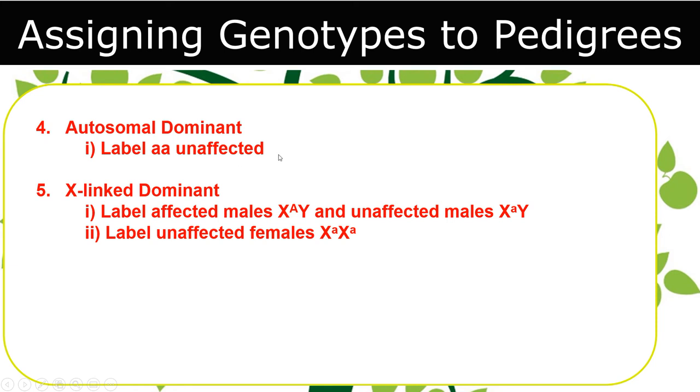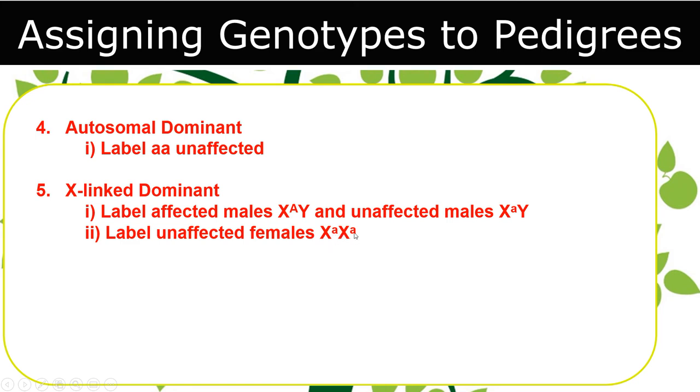So for the autosomal dominant, again, if that's Huntington's disease, or you figure out that it's autosomal dominant, go through and label every single healthy individual with the 2 small alleles because they have to have that homozygous recessive genotype in order to not have the disease. So for autosomal dominant, immediately go through and label your healthy people with the lowercase alleles. And then the last is the X-linked dominant. So again, once you decide that that's what it is, label your males first. Those are the easiest ones to figure out. And then go through and label your unaffected females.